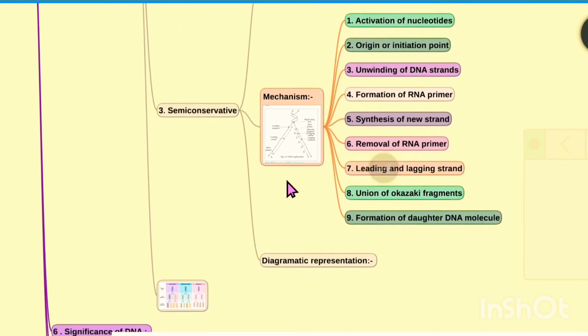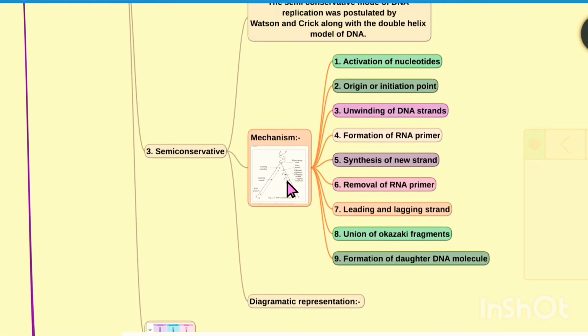There are 9 steps or processes, mechanisms for the semi-conservative method. The first one is activation of the nucleotides. Second one is origin or initiation point. And third one is unwinding of the DNA strands. Fourth one is formation of the RNA primer.